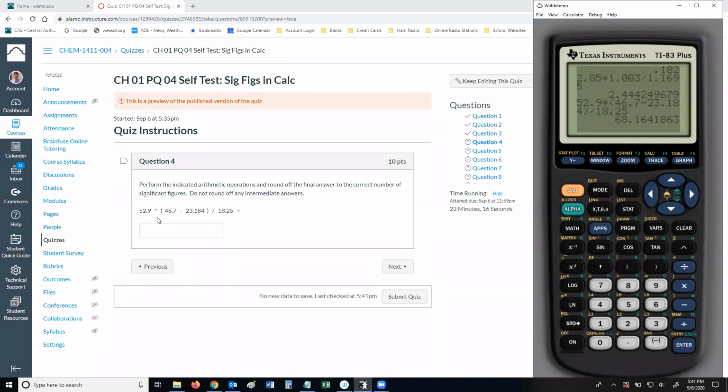If we do the 46.7 and we subtract 23.184, the calculator gives us 23.516. But we have a 1 decimal place number and a 3 decimal place number. We're limited to only 1 decimal place. So if that were a final answer, I would write it as 23.5.